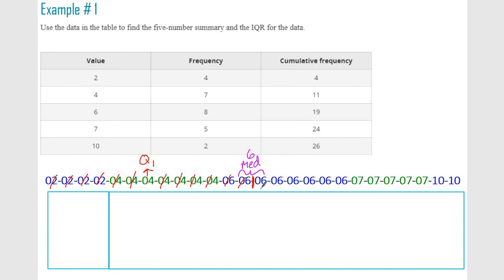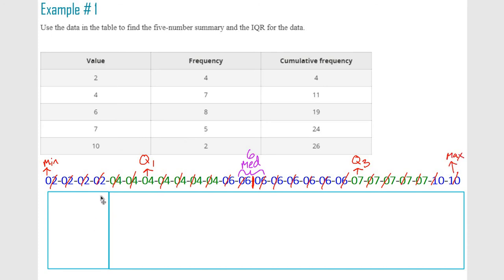Split it over here. 1, 2, 3, 4, 5. 1, 2, 3, 4, 5. 1 and 1. Here is the median of the right side, so that is Q3. Okay? And then our lowest value would be called the minimum, and the highest value would be called the maximum.